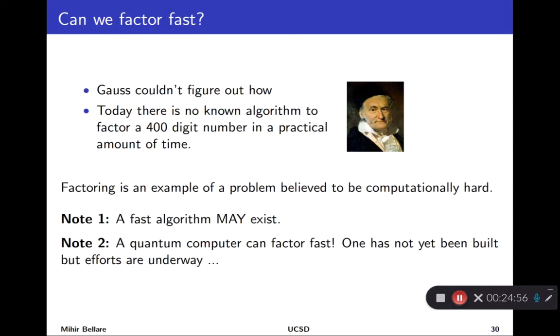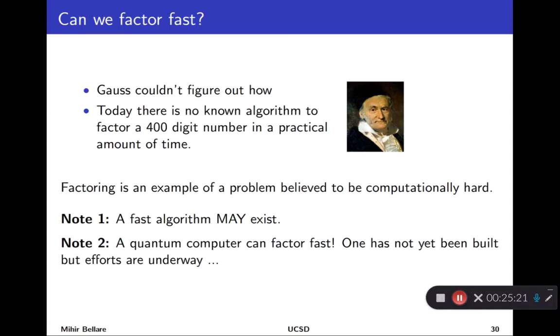So effectively, from our perspective, the takeaway is that here is an example of a problem which is computationally hard and becomes a possible basis for cryptography. But there are a couple of caveats. One is that if tomorrow someone finds a fast algorithm for factoring, it contradicts nothing. It very well could exist and it may happen. People don't believe it's going to happen, but there's no such proof.